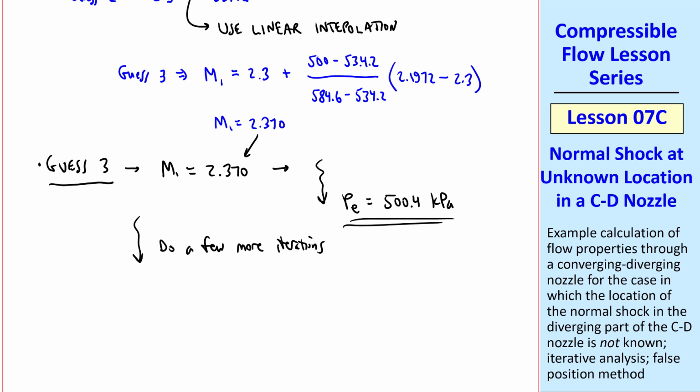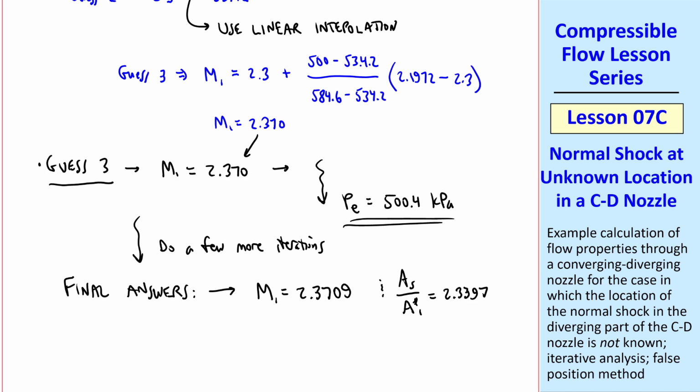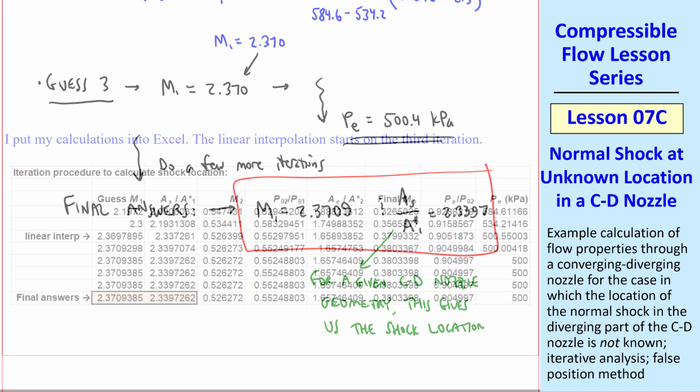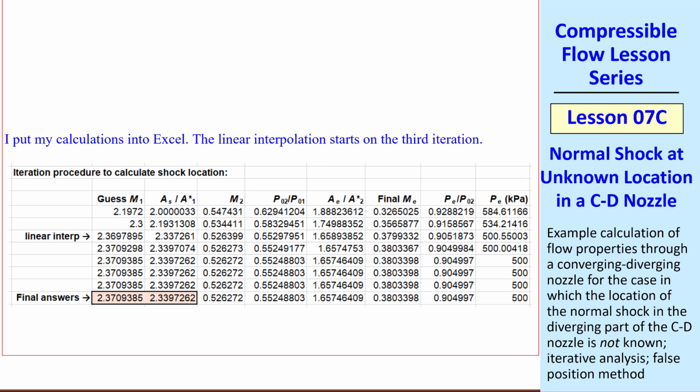We do a few more iterations, which I won't show here. The final answers are that M1 equals 2.3709, I'm showing 5 digits, and AS over A star 1 is 2.3397. We note that for a given CD nozzle geometry, this gives us the shock location. These calculations can get very tedious, so I used Excel.